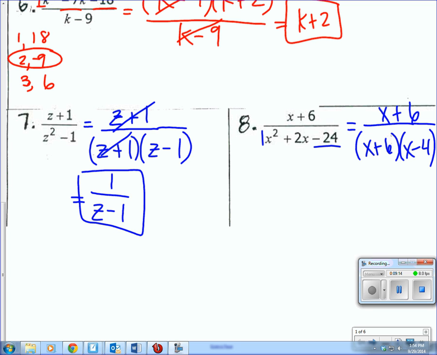Well, if it was a positive 4 and a negative 6, then they would add up to negative 2, not positive 2. So that's why we want 6 positive, right? So then when we cross those out, what did you get for your final answer, Vanessa? Awesome. 1 over x minus 4. Good. Questions so far? Okay, let's do another problem or two, but on our assignment here.